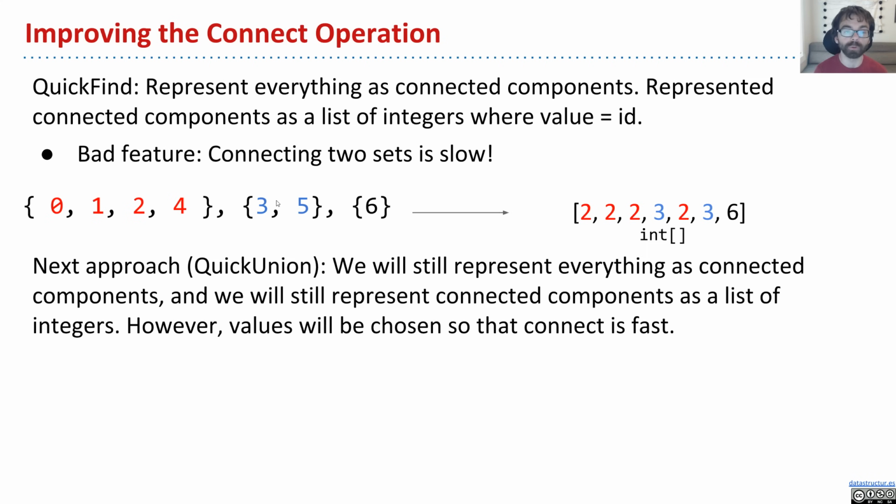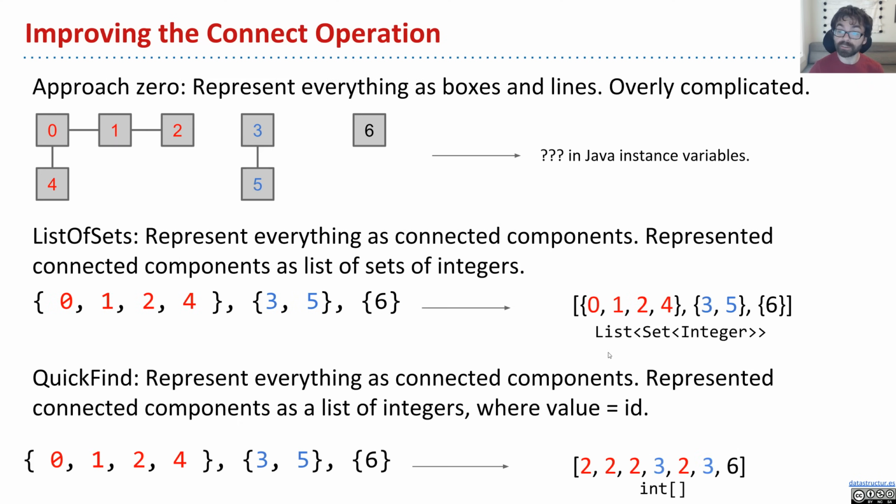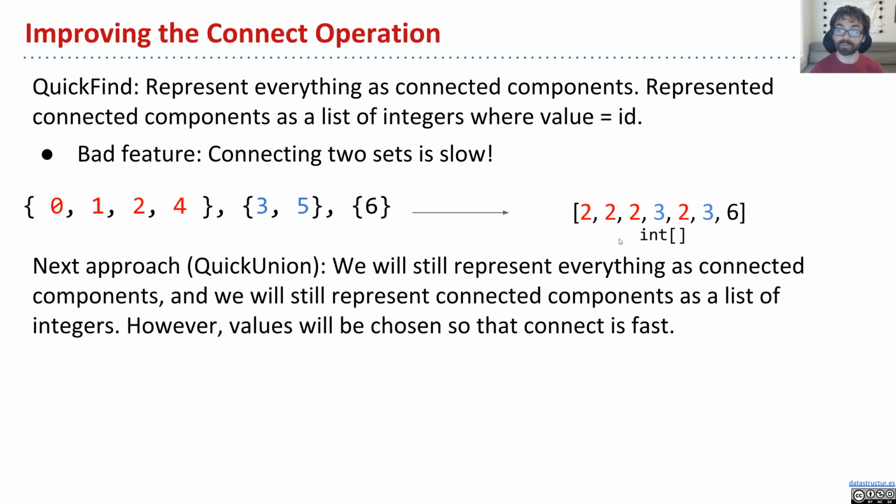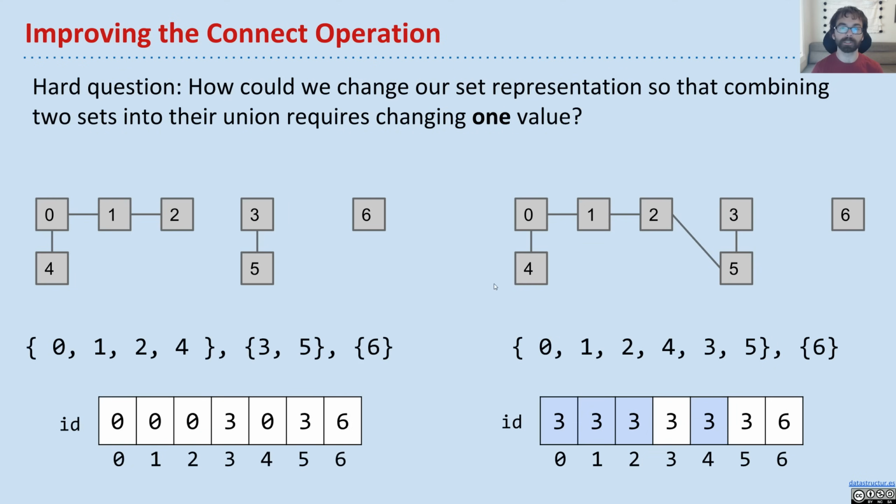So in this next approach, called quick union, we're still going to represent things as connected components, and we're still going to be representing connected components as a list of integers, so we're still going to keep the same instance variable. However, we're going to set up our values in this array so that connect is fast. Okay, so that's kind of cool, right? So now rather than changing the data structure, what we're going to do is change the numbers we store in the data structure to represent set membership.